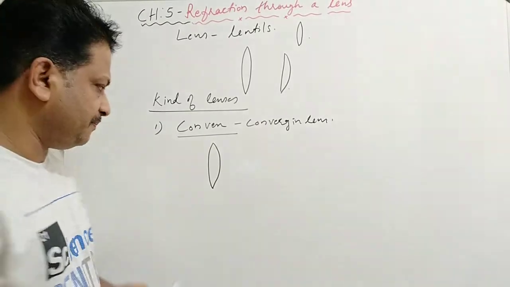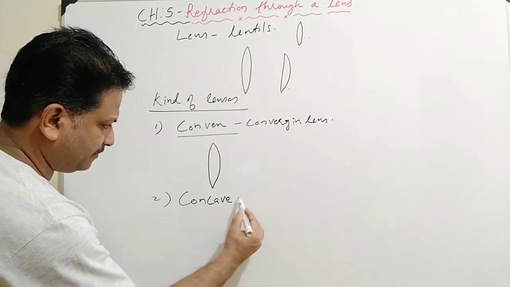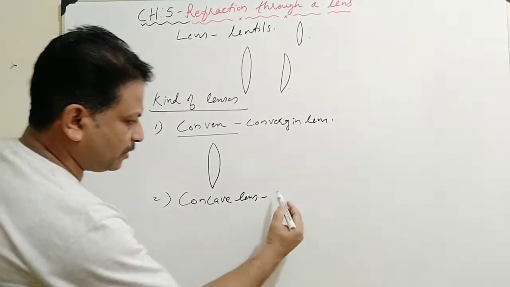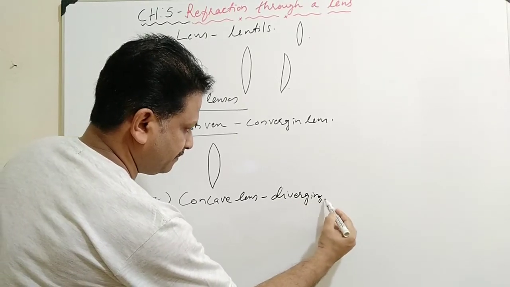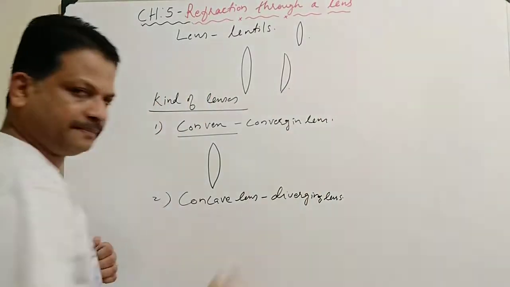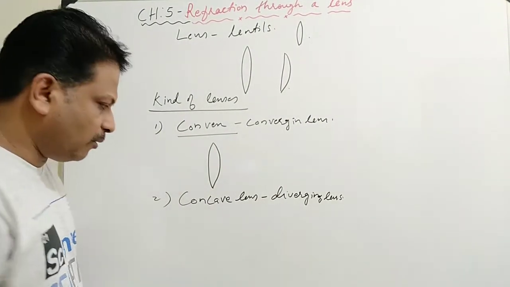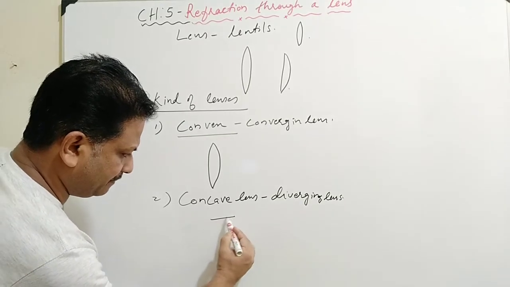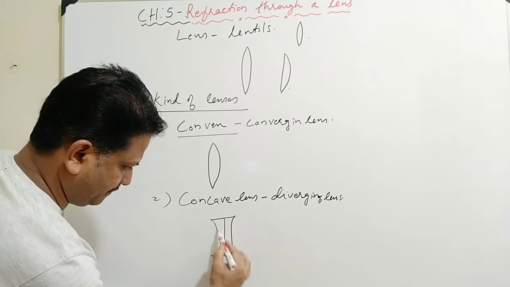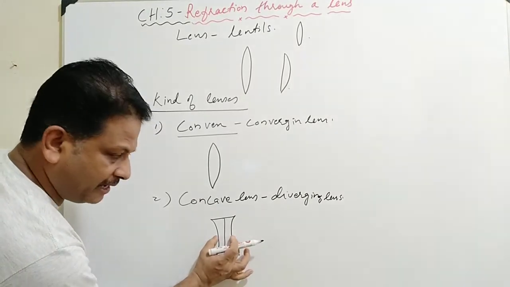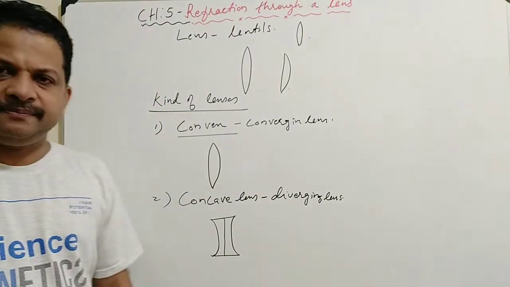And what is a concave lens? How does it look? The second type of lens is known as concave lens. It is also known as diverging lens. A concave lens is thinner at the middle and thicker at the edges, like this. It is thinner at the middle, thicker at the edges, just opposite of a convex lens.